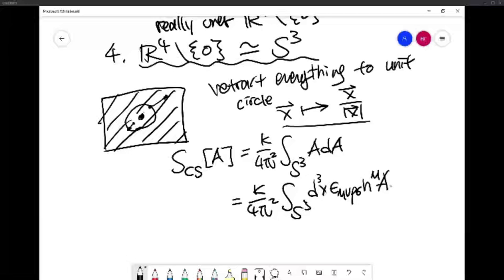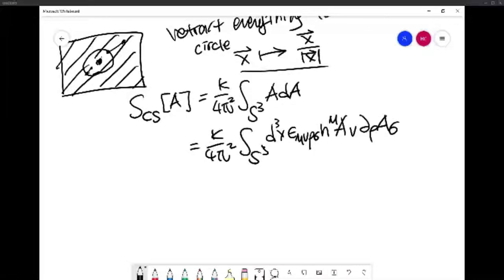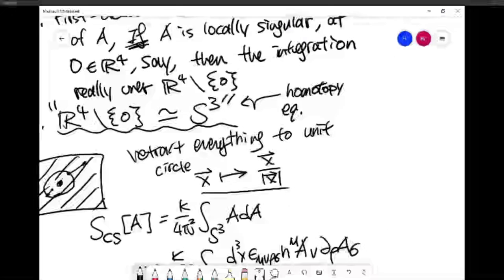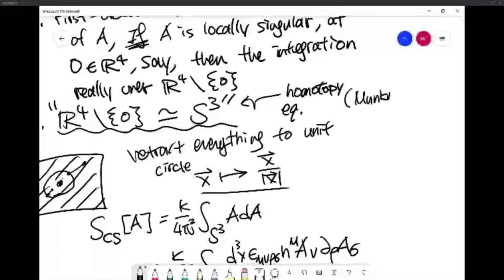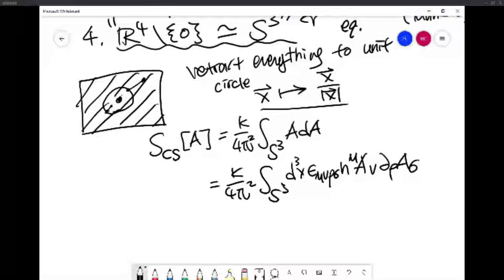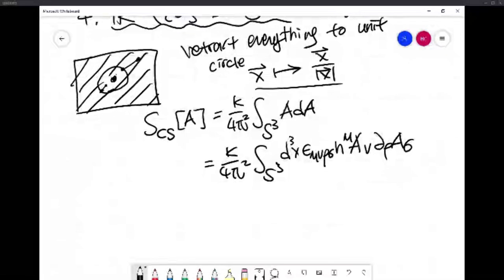And mu a nu partial rho a sigma. Okay, so this is exactly the Chern-Simons action. And you will notice that this is, I'll put this in quotes because not everybody knows this, homotopy equivalence. And, you know, see Munkres. It's like a basic algebraic topological fact. So our Chern-Simons action can, in fact, be non-trivial.